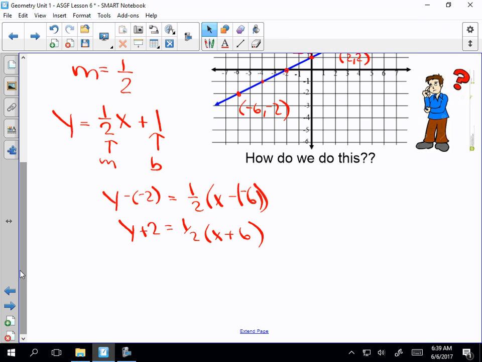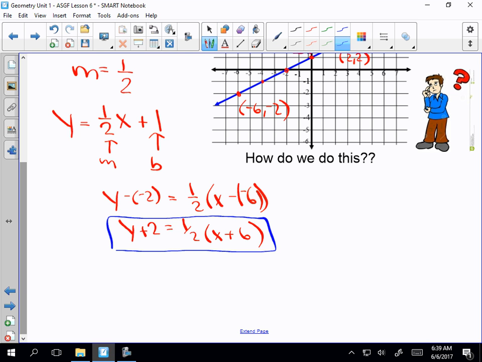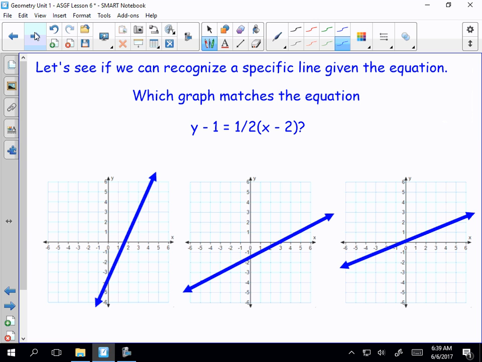Okay, now it's interesting. These two equations look very different, even though they're talking about the exact same line. So we're going to show in just a little bit how we could convert from one form to the other, but these two equations do represent the exact same line.